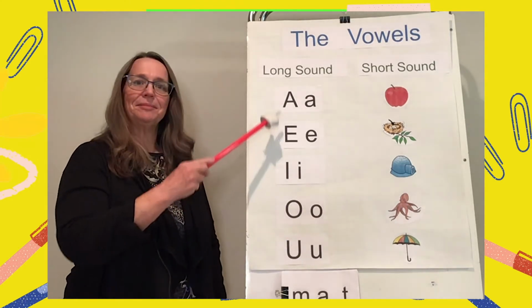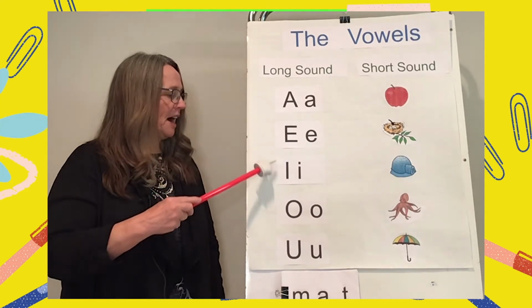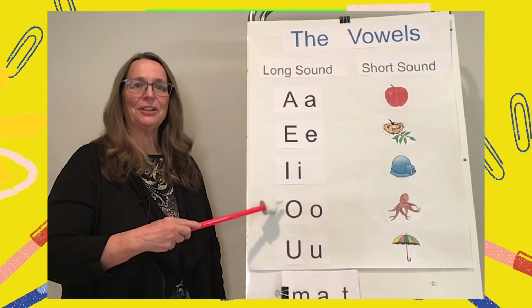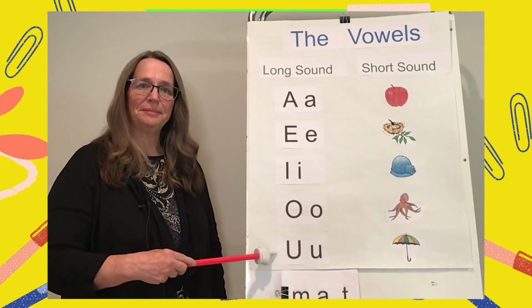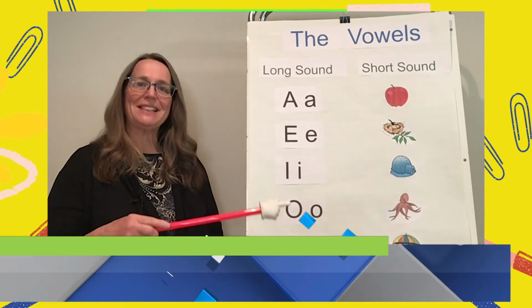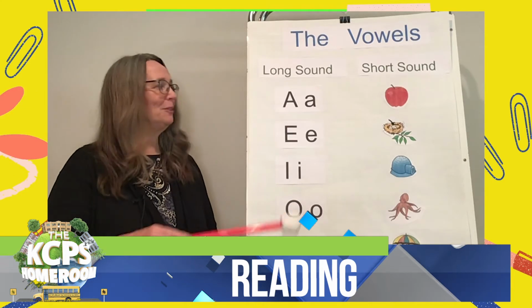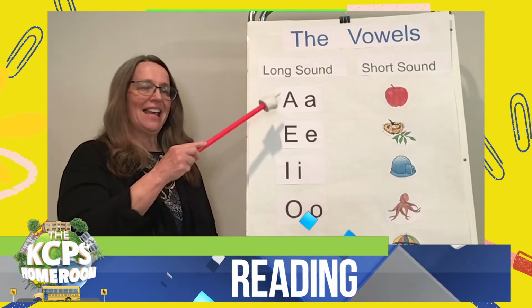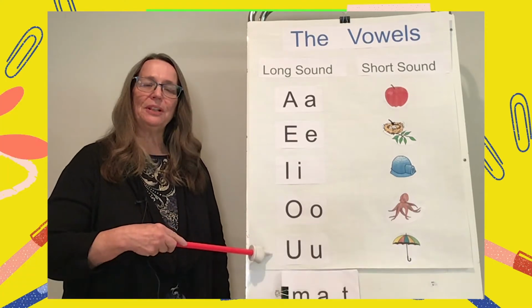A, E. Your turn. I, O, your turn. U. Now I'm going to say them all, and then I'm going to point to them and ask you to say them all. Ready? A, E, I, O, U. Now it's your turn.